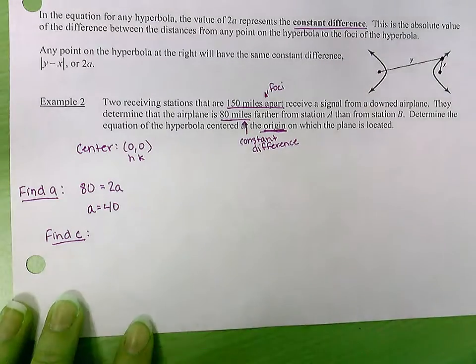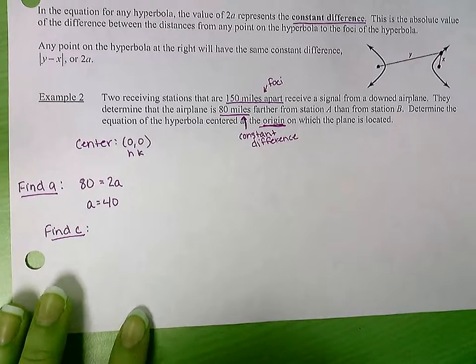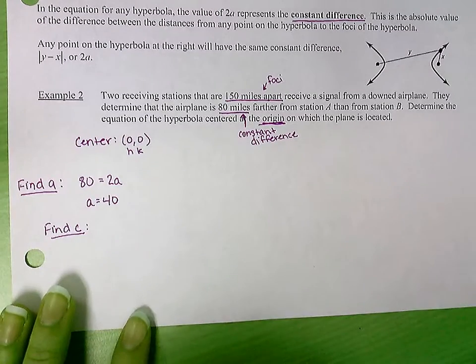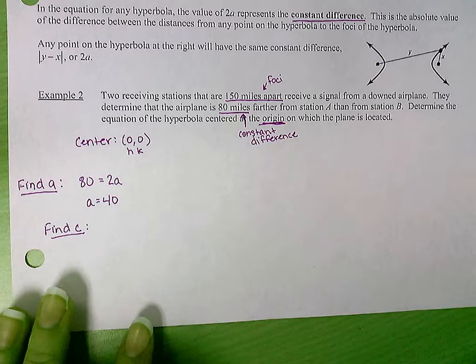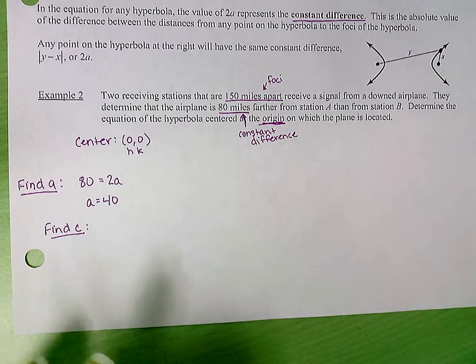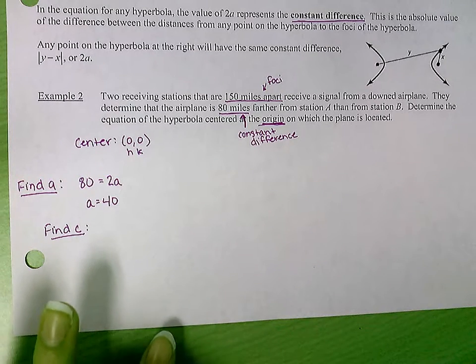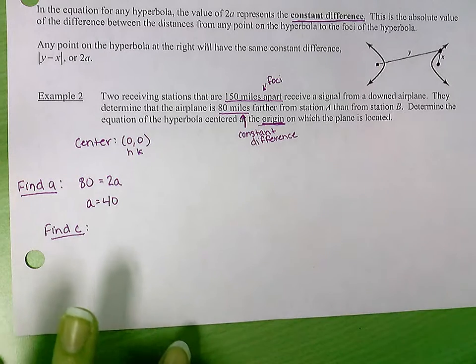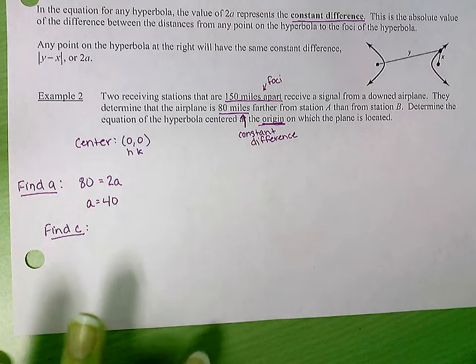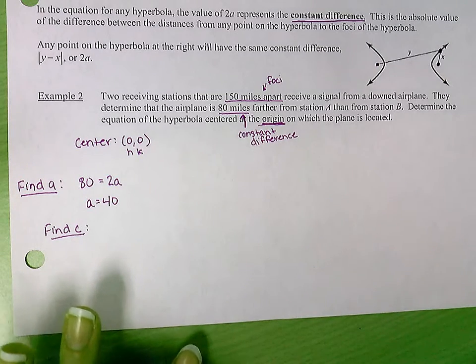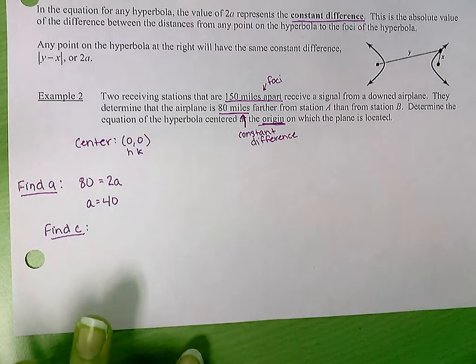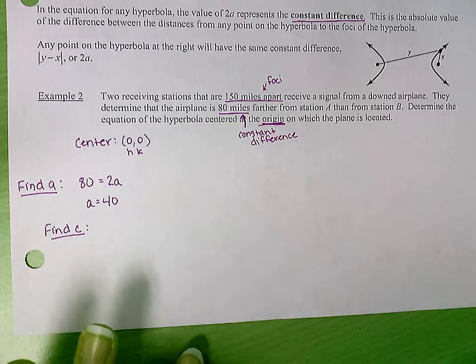Where's B? I'm getting there. I gotta find C first. B comes before C in the alphabet. I know that, but you can't find B without A and C for this equation. What? I'm just saying, it makes no sense. It does. You can't find B with just the foci points and the constant difference. You can find A, but you can't find B.